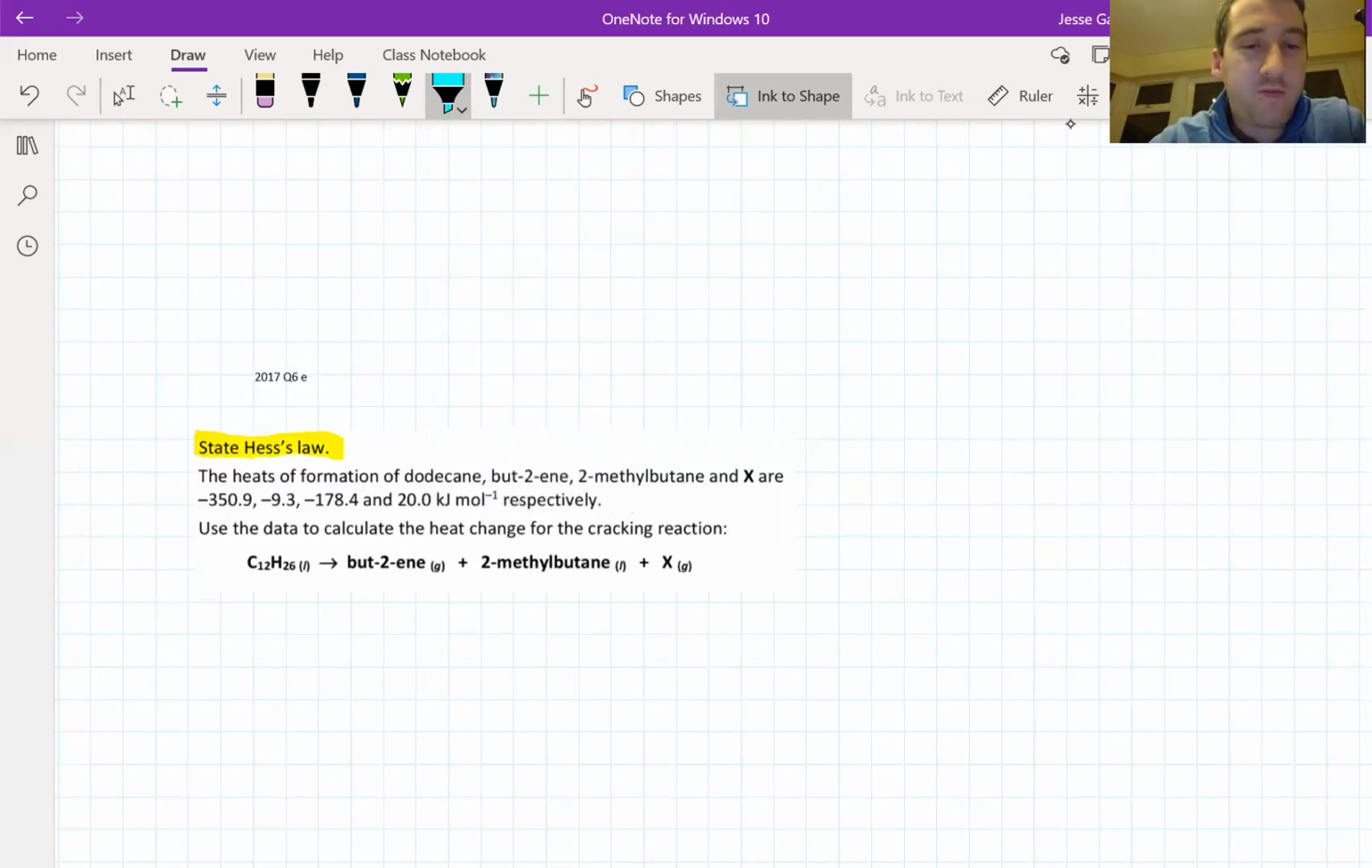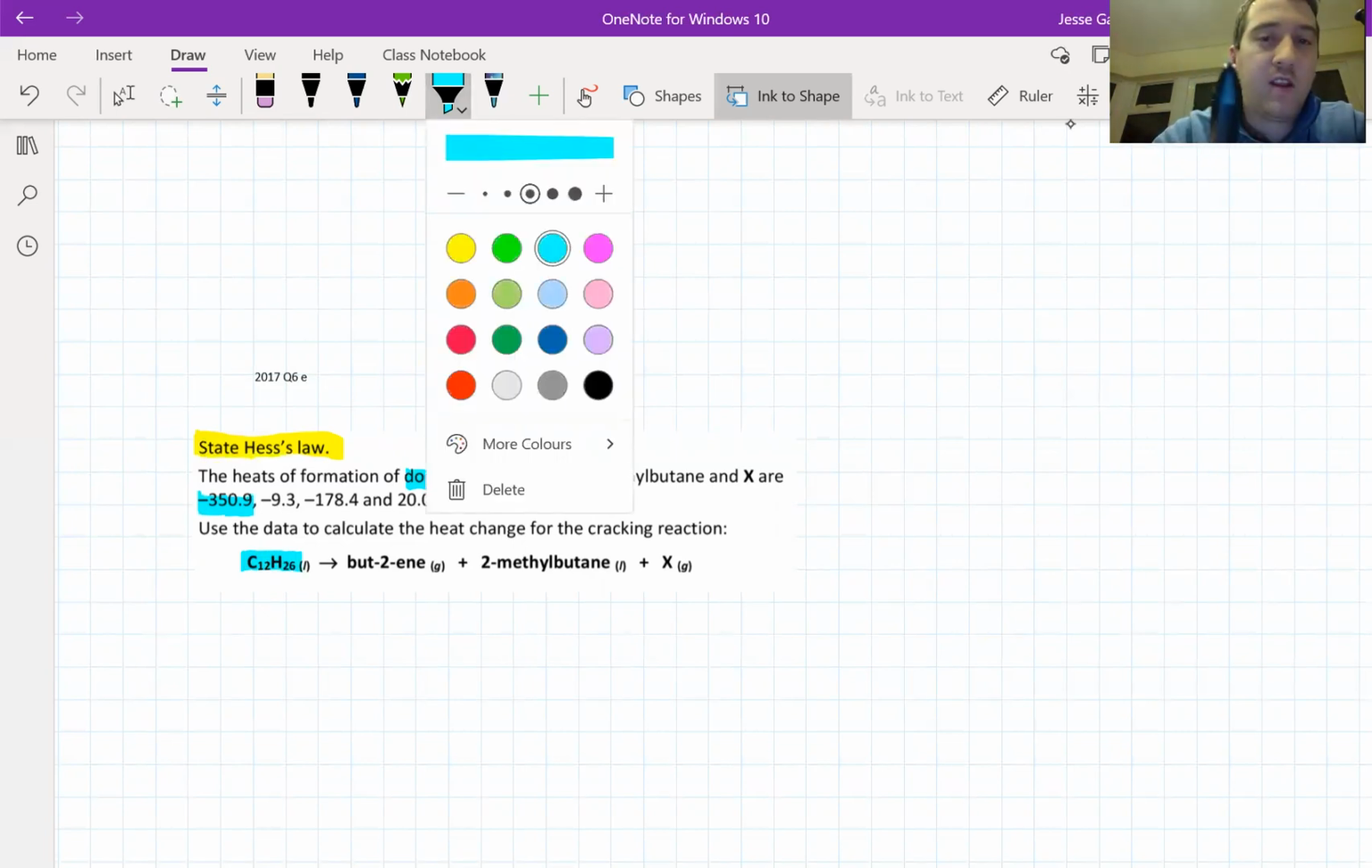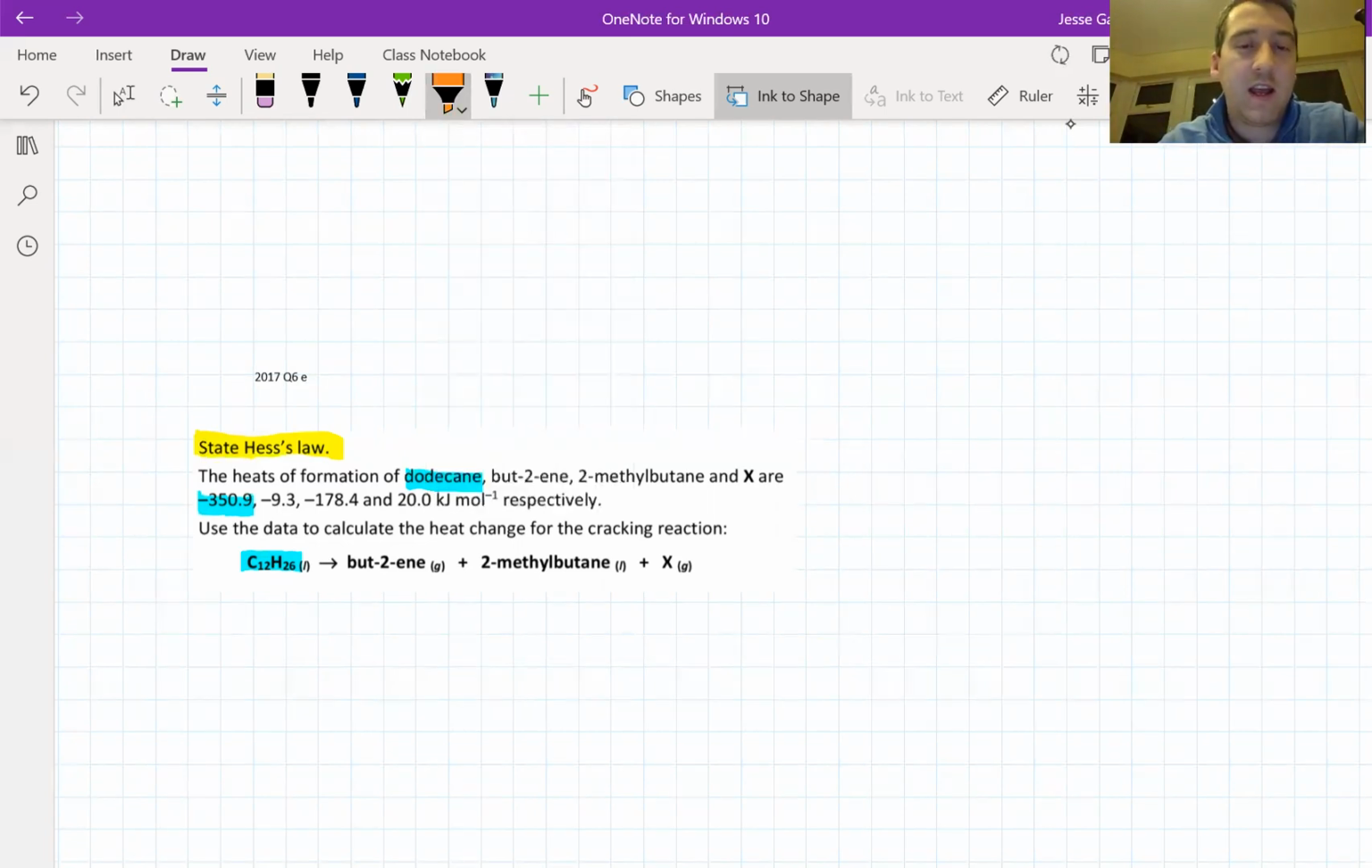Then it says the heats of formation of dodecane. So dodecane is the first name, so it's got to be the first number. Minus 350.9 is the first number, and that's going to be that one there. Now, if you're not sure which equation it is, you can leave it and eliminate the other ones. So this is butene. You should definitely know this from fuels. Butene is the second name, so it's got to be the second number, and there it is in the equation.